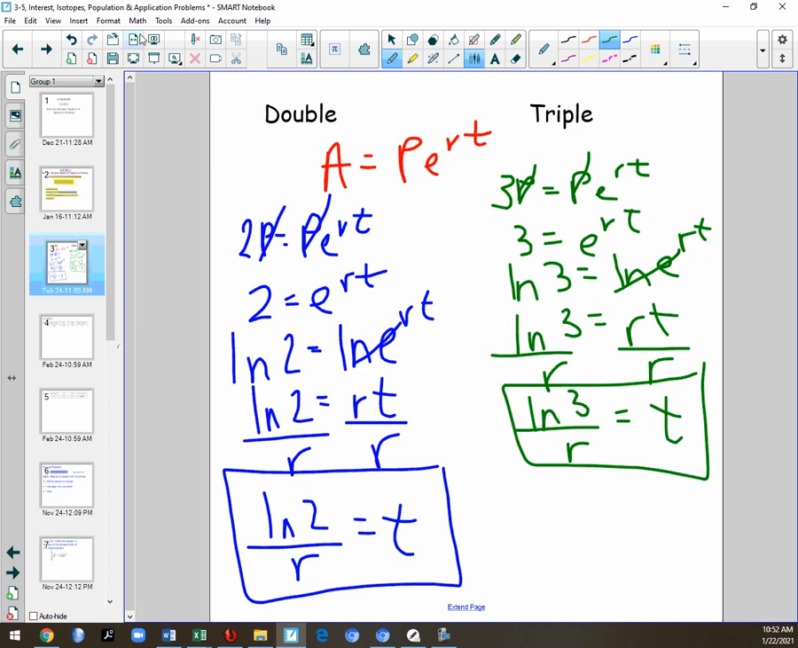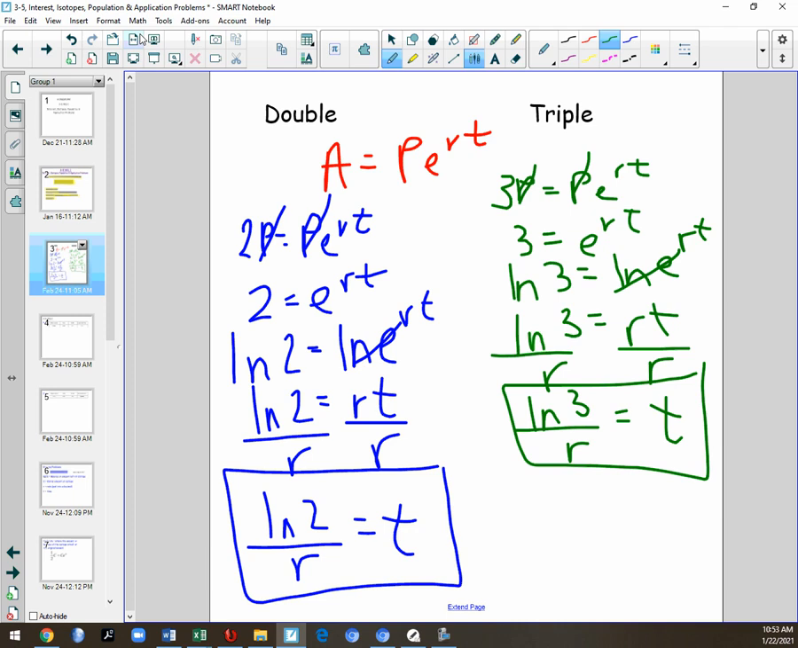Now, this is super important for your brain to understand, because it doesn't have to be 2P or 3P. If I wanted to quadruple my money, it would be 4P is equal to Pe^(rt). So therefore, 4 is equal to e^(rt). If I wanted to have it 10 times that amount, I'd have 10 is equal to e^(rt). So these formulas can change with whatever you are wanting to do.